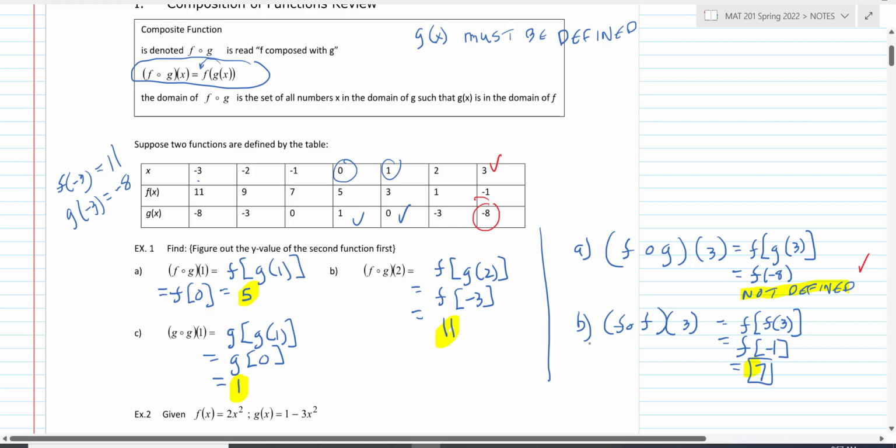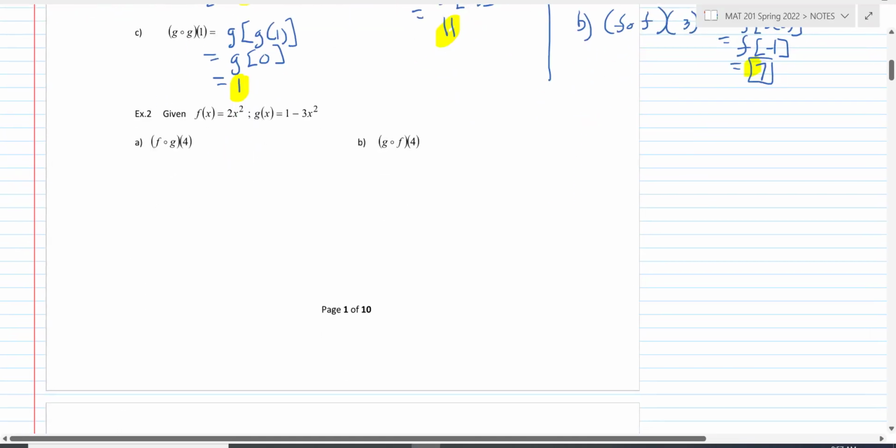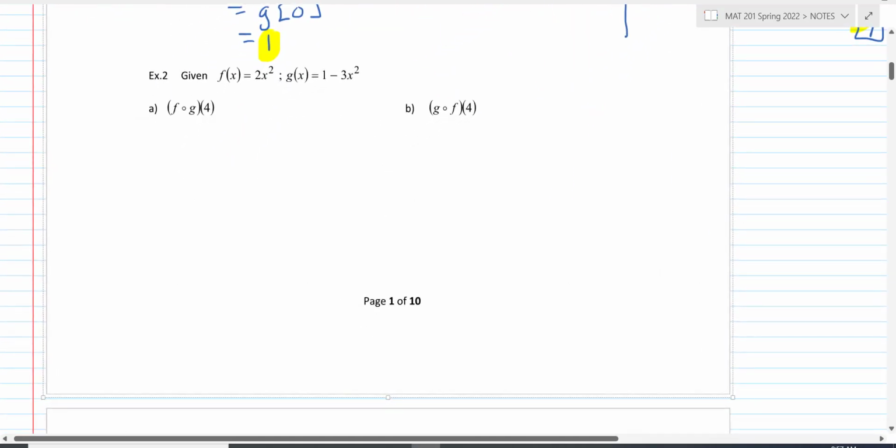The next one is just f composed of f of 3. Again, the way this one works is like this. Here's x equals 3. f of 3 is negative 1. So now we do f of negative 1, which is 7. Okay, all right, so let's move to another stage of this. I'm just going to review the main topics that you encounter in composition of functions.